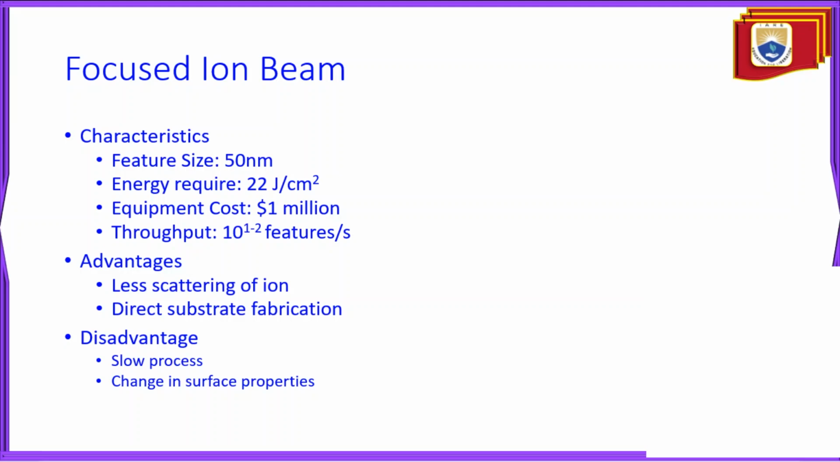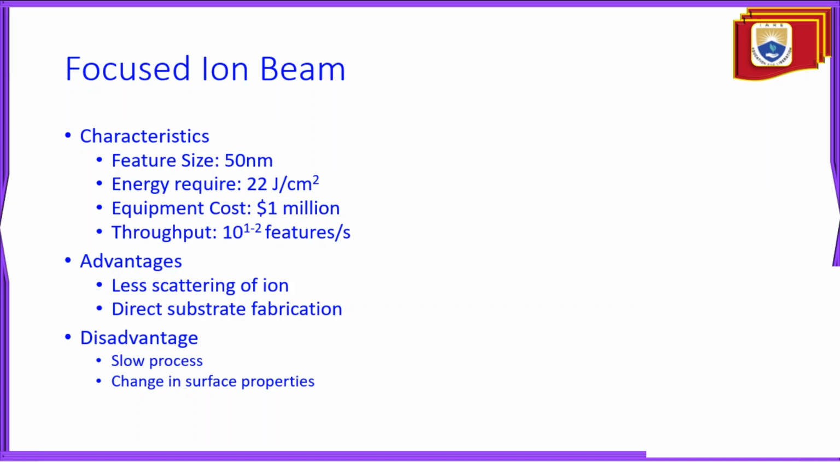The other one is focused ion beam. The feature size is around 50 nanometers, energy required is 22 joules per centimeter square, equipment cost is around $1 million, and throughput is 10^1 to 10^2 features per second. The advantages are less scattering of ions and direct substrate fabrication, and the disadvantages are a slow process and change in surface properties. So these are the advantages and disadvantages of focused ion beam. The feature size is around 50 nanometers, energy required is 22 joules per centimeter square, and equipment cost is around $1 million.